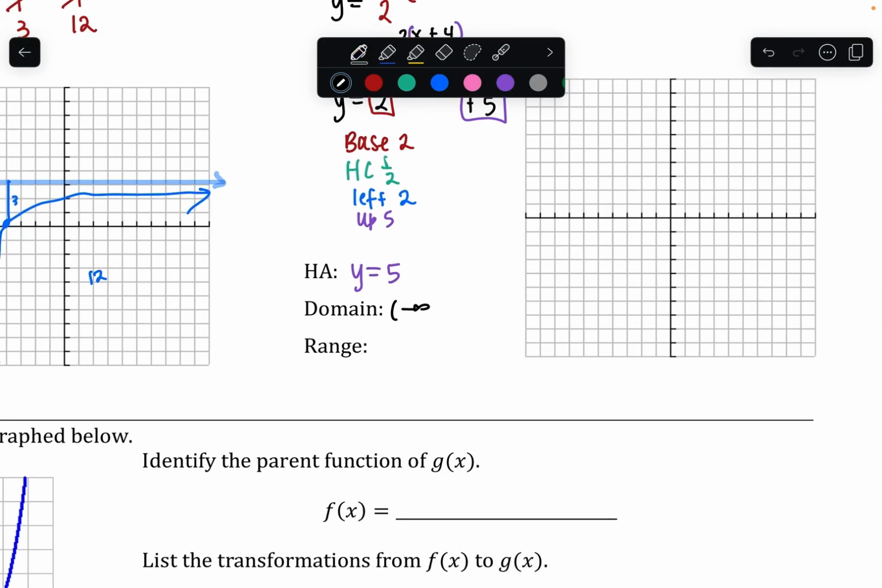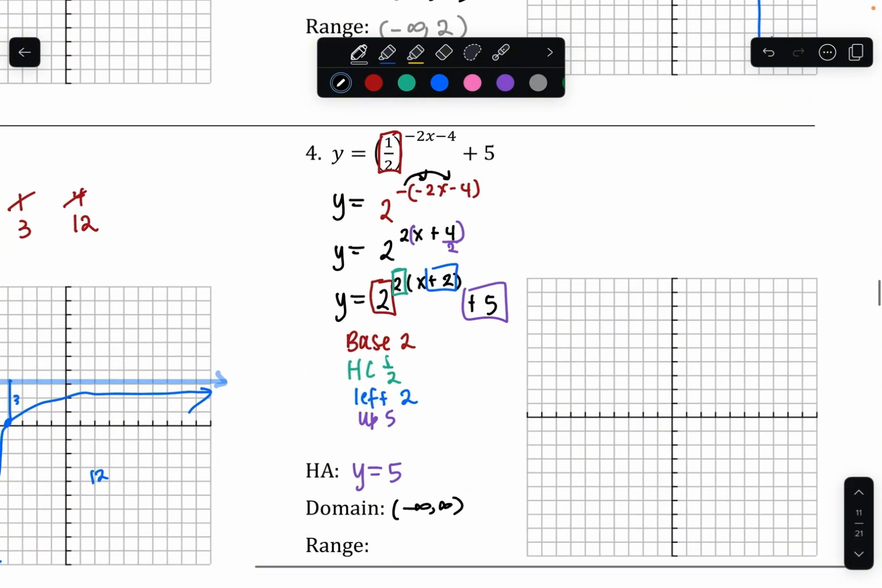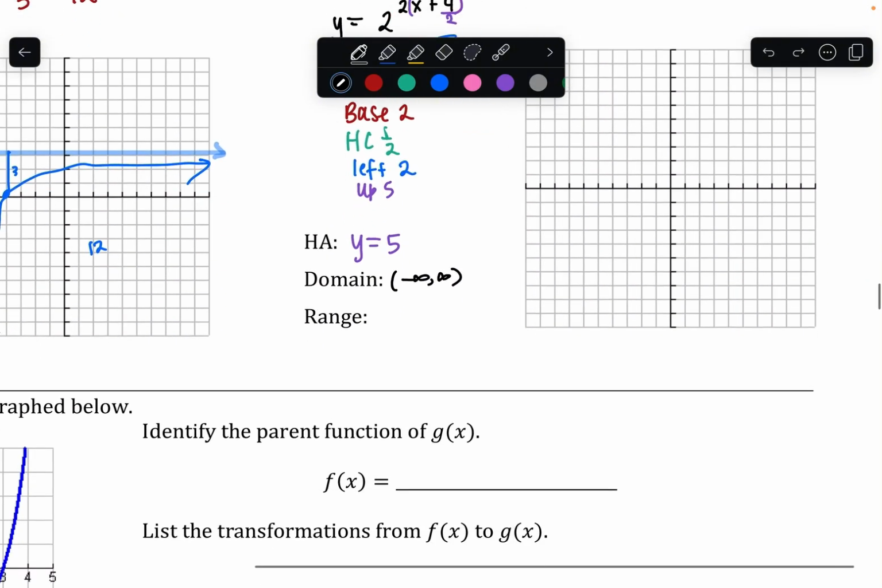Domain is all real numbers. Here we do not have a reflection. We do not have a negative in front of the base. And so our range is still going to go from 5 to infinity.